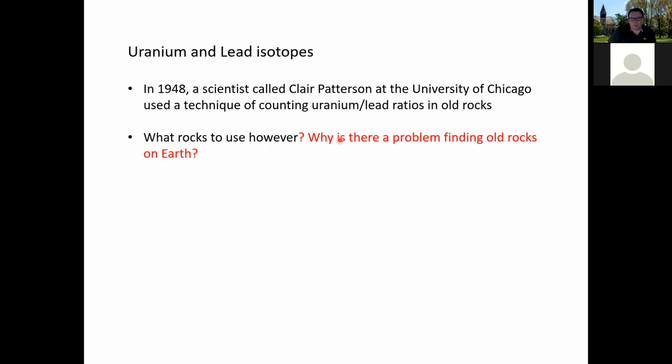The bigger problem, and I'm asking you this as a general question for the class, is why is there a problem finding old rocks on Earth? Or more directly, why can we not really find rocks that give us the true age of the Earth?